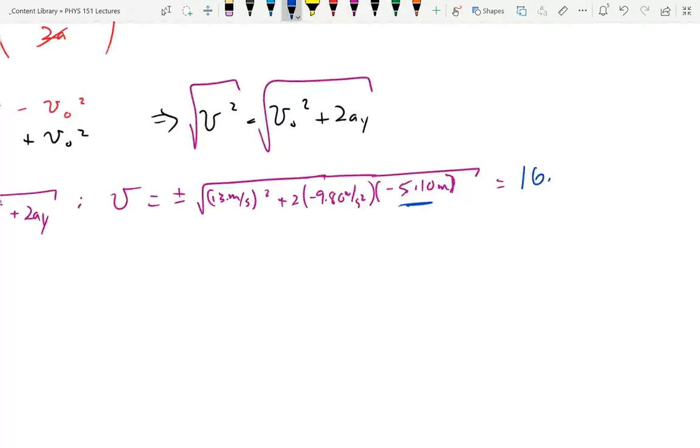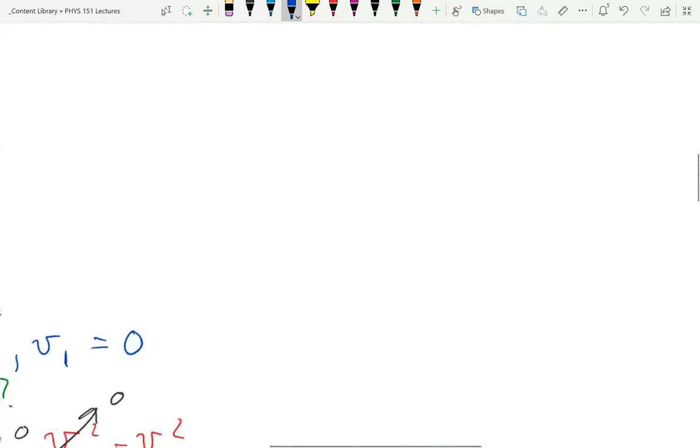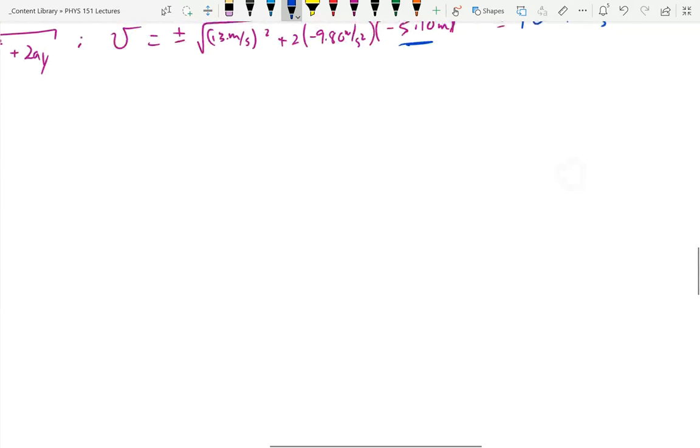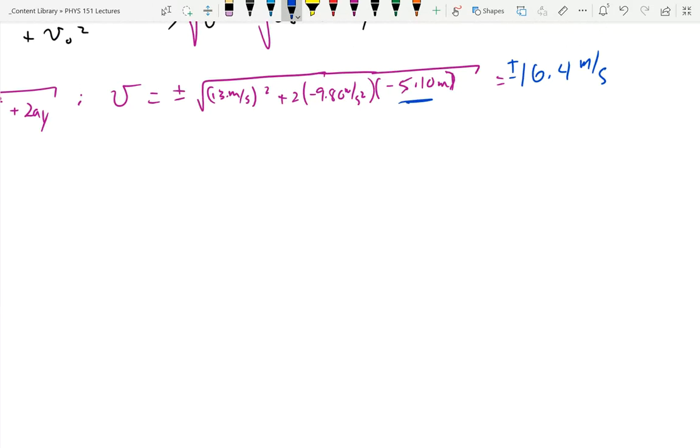So plus or minus 16.4. Plus or minus 16.4 meters per second. So we have two answers. Could be going up or could be going down. Which do you think it's doing? Going down. Going down, right.